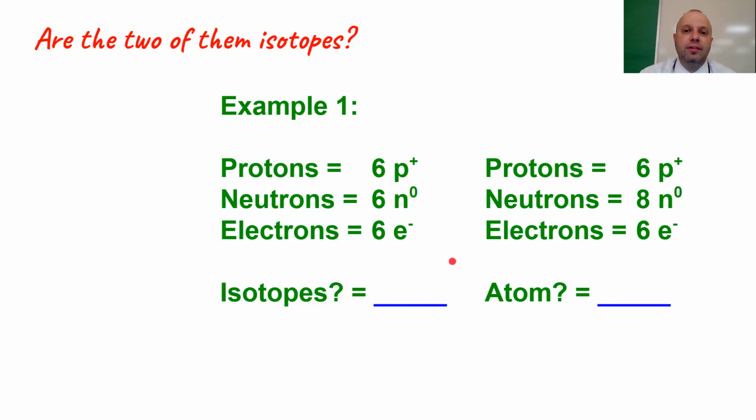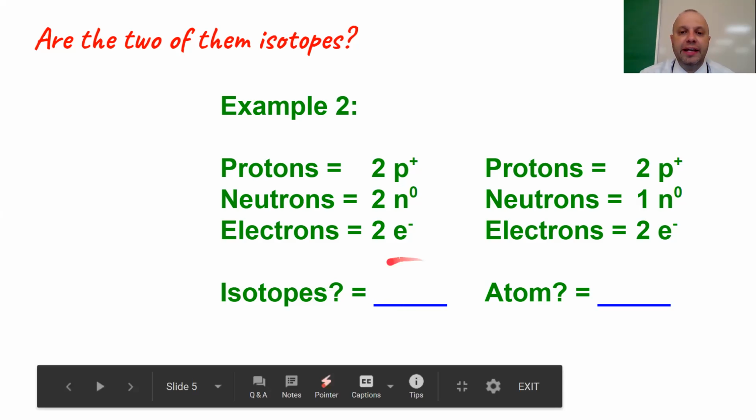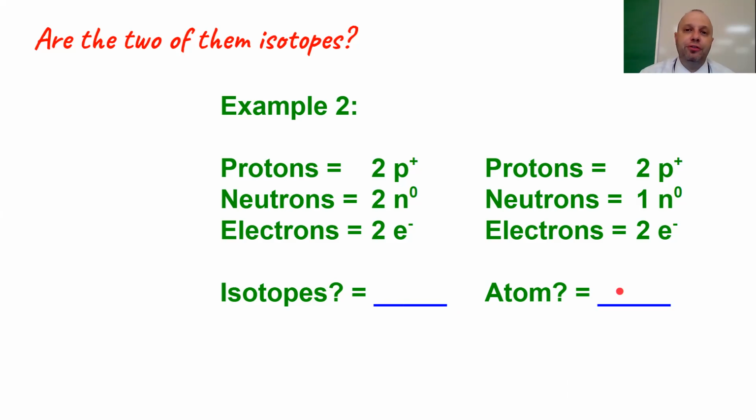Let's take a look at our next slide. So in this question, again, we're answering, are the two of them isotopes? So the first thing that we do is look at protons. They both have 2 protons, so they're both the same element, and they have different numbers of neutrons. So yes, they are isotopes, so I would write a yes down here. And then for what atom it is, they are isotopes of the atom helium because they have 2 protons.